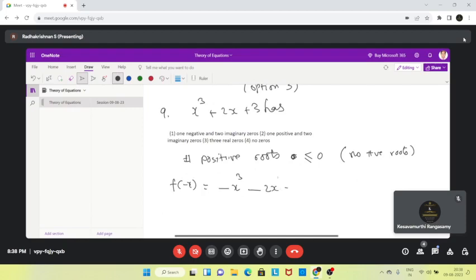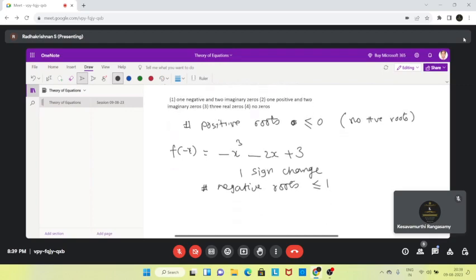One side. So here, one sign change. That means the number of negative roots is less than or equal to 1. Okay, so there are no positive roots, and either 1 or 0 negative roots.